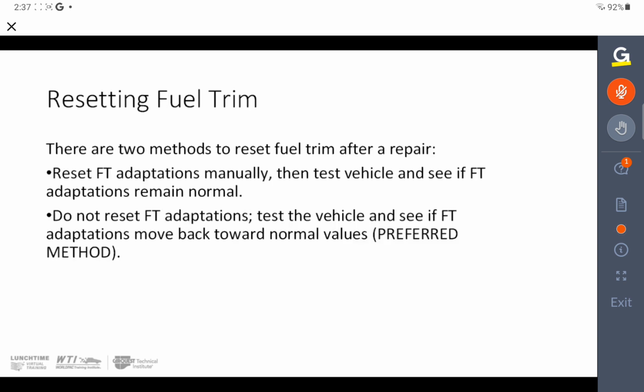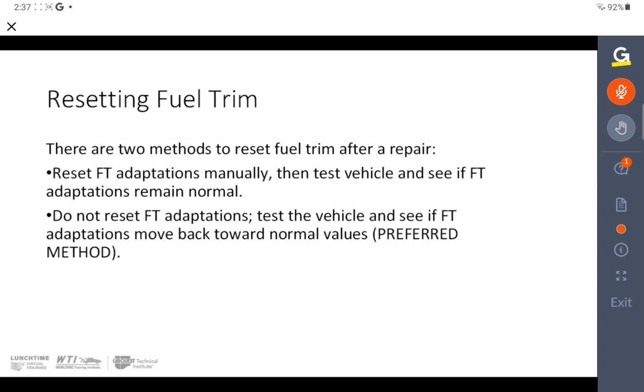Reset fuel trim. What reset fuel trim means is that no matter what the fuel trims are right now, you're going to bring them back to zero. There are two ways of doing that. The first way is to use a scan tool. They have something called fuel trim adaptation or fuel trim reset. No matter what the fuel trims are, through the scan tool, you can tell it to reset and it'll put everything back to zero.